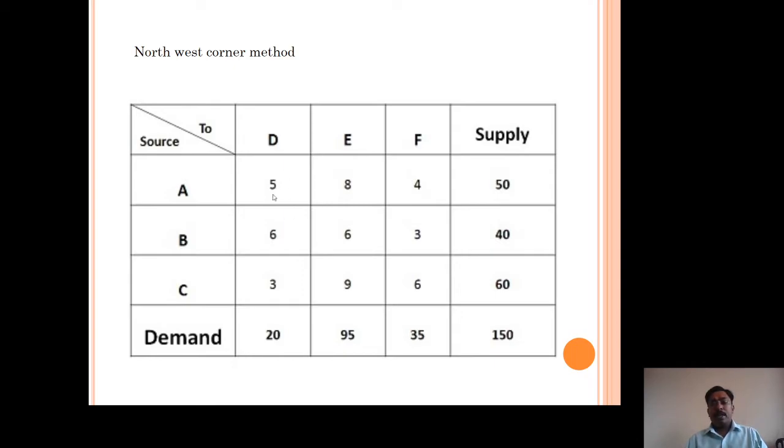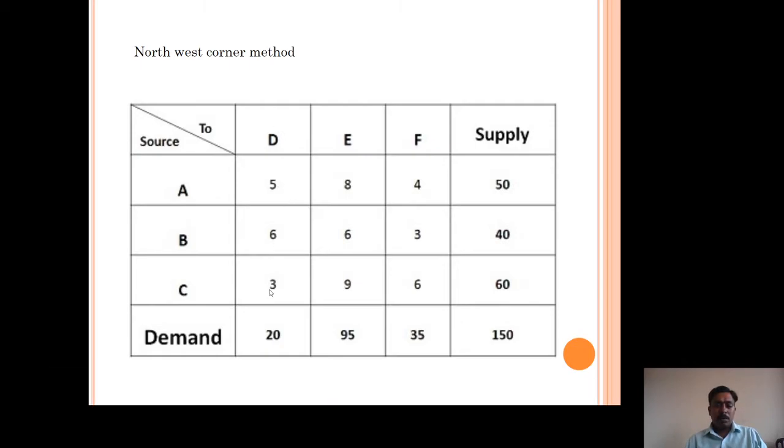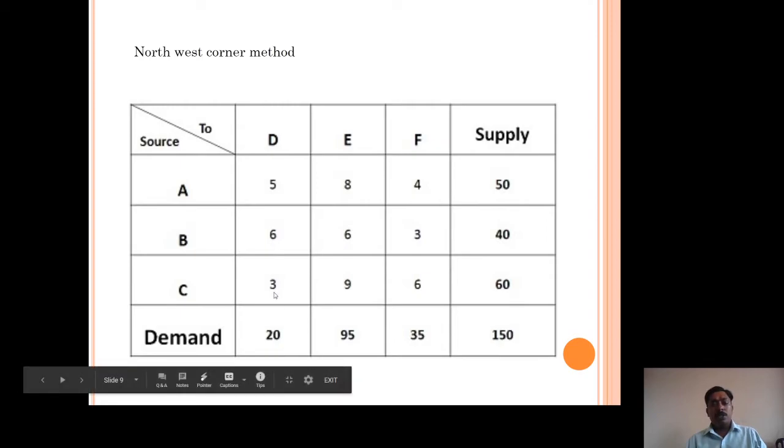Now how much can I allocate at this condition? So how much is available? 50. How much is demand? That is 20. So the maximum we can allocate is the minimum of these two, that is 20 and 50. Though the supply quantity of 50 is available, the demand required is only 20, so I will allocate 20. Now once we allocate 20, it indicates that the demand is fulfilled for the destination D.